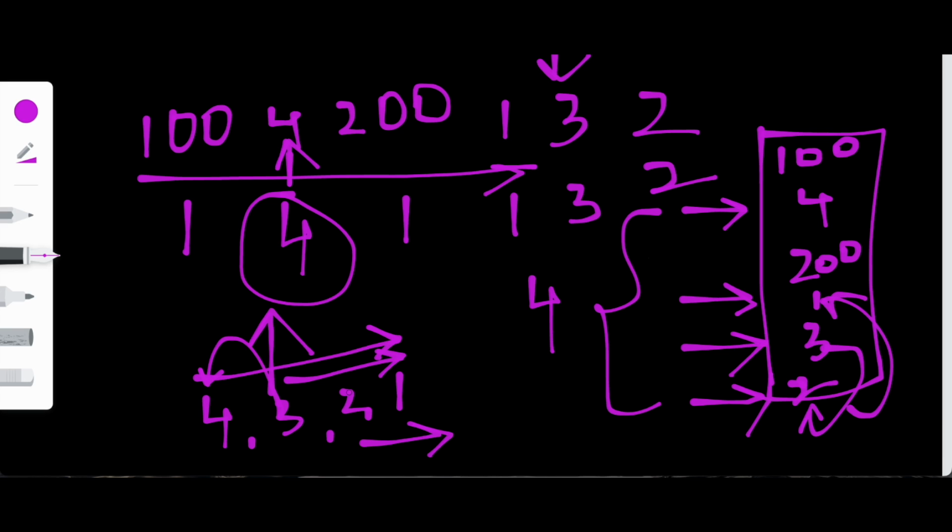Similarly, when I come to 2, I'll check, does my hash map have 2 plus 1, which is equal to 3? Yes, it does.